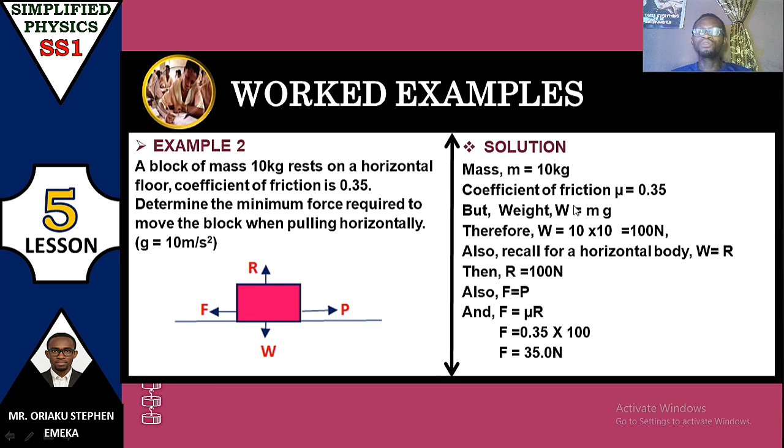Now we should know that weight is equal to mg, and this gives us 10 times 10 equals 100 Newton. Recall that this is equal to this, so the normal reaction is 100 Newton, and F should be equal to P for horizontal balance. So F is equal to mu R, and this gives us 35 Newton. That is to say, the minimum force you need before this box can even start moving is 35 Newton. So once this P is not up to 35 Newton, this box cannot move.